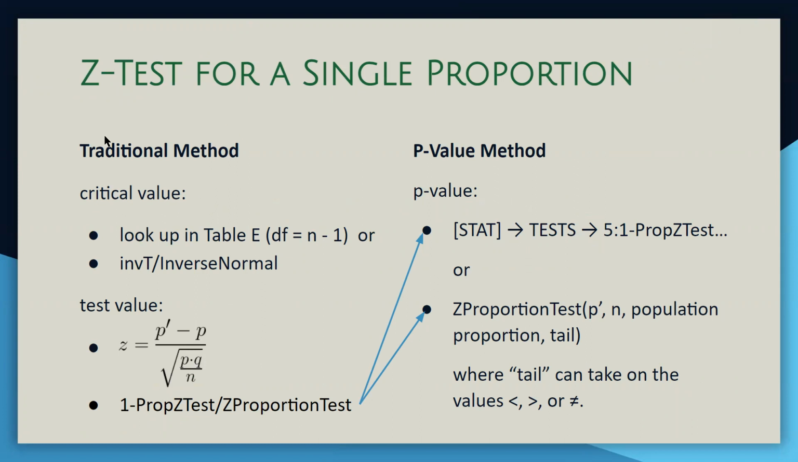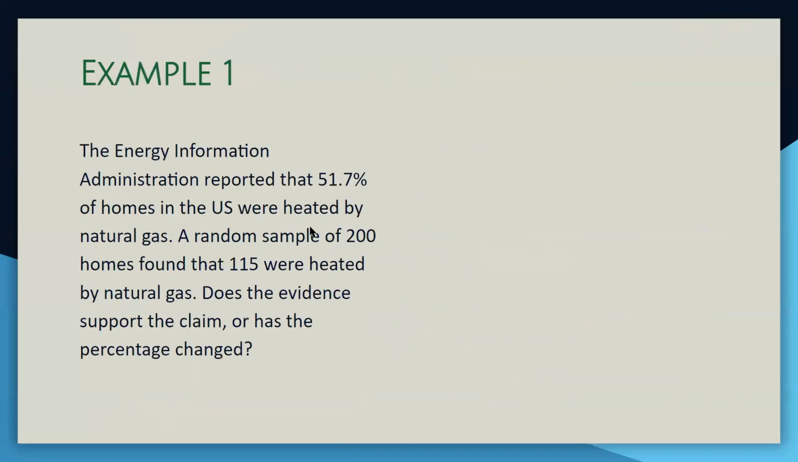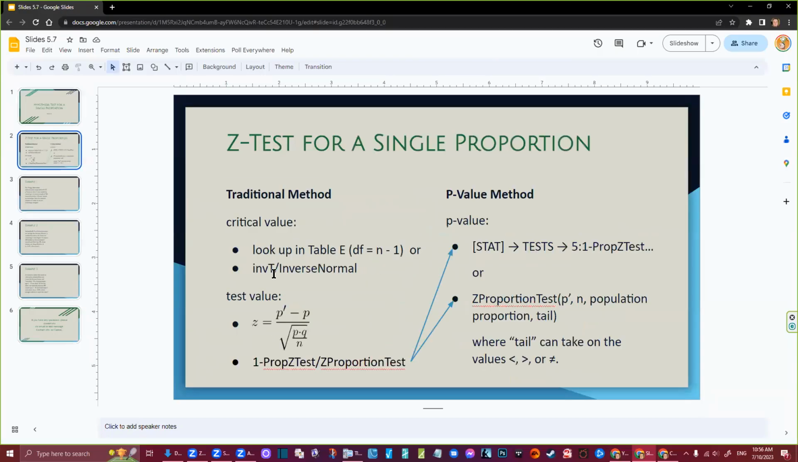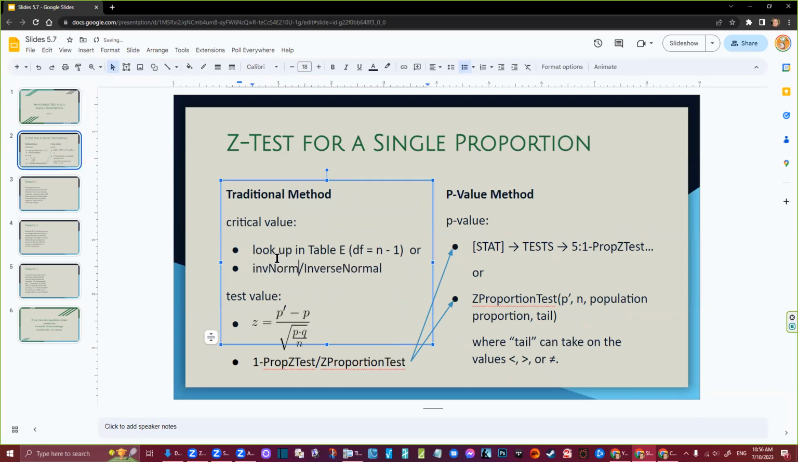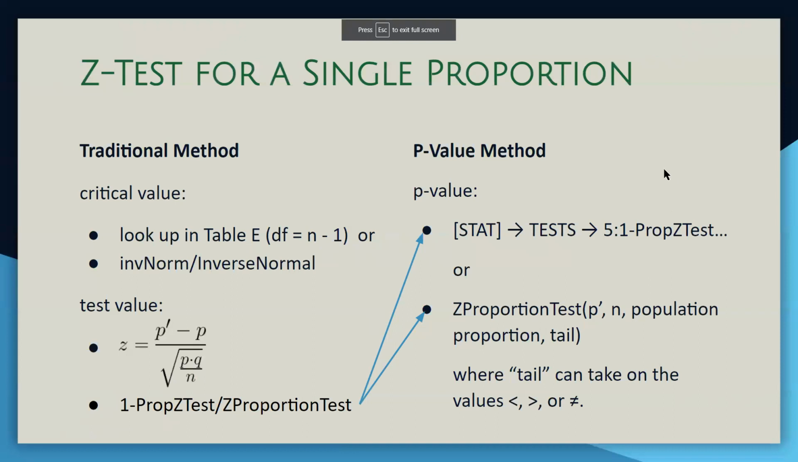And for the traditional method, we know that our critical values coming from table E or inverse, oh my goodness, Mr. J has typos all over his slide. Inverse norm or inverse normal. Dangers of copy and paste.